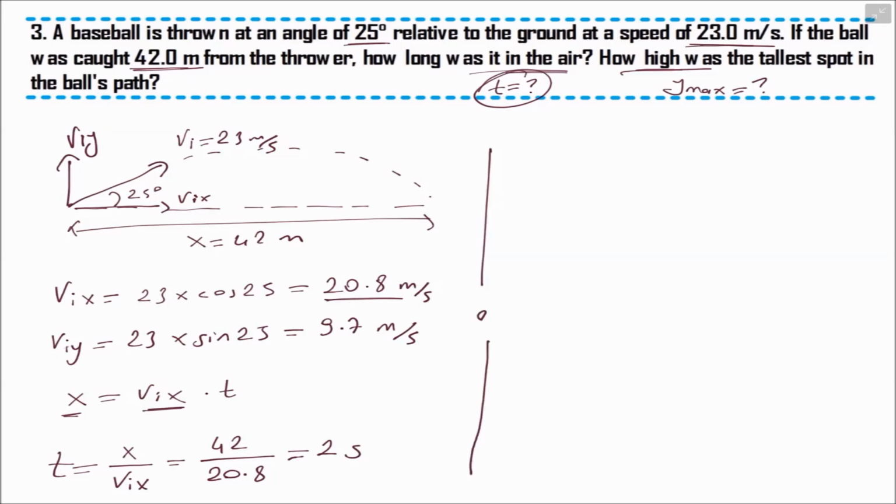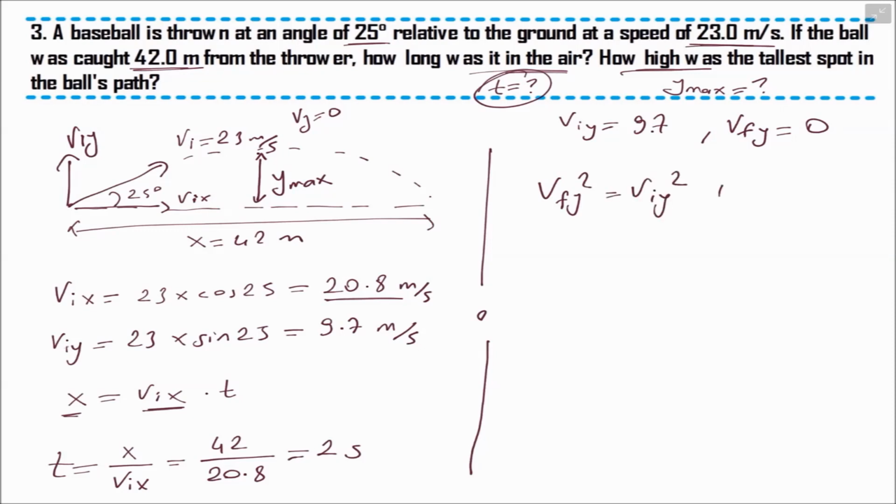And it's asking also the highest point. So that means at the mid part of it, y max. At the y max, the y component of the velocity is 0. So we have initial and final velocity of the y component. Initial velocity of the y component is 9.7 and the final velocity of the y component will be 0. And I will use this formula: v final y squared equals v initial y squared plus 2gy.